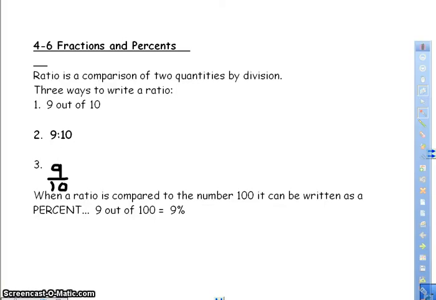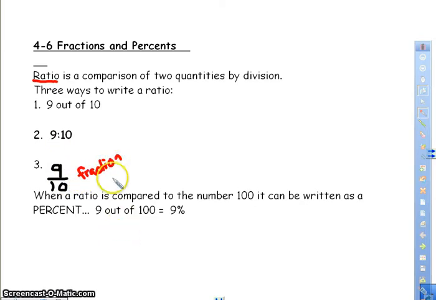This is section 4.6, fractions and percents. What we're going to start off with is talking about something called a ratio. A percent is a type of ratio, as is a fraction. A ratio is a comparison of two quantities by division. There are three different ways to write a ratio: 9 out of 10, 9 to 10, and 9 tenths. So here's our fraction.